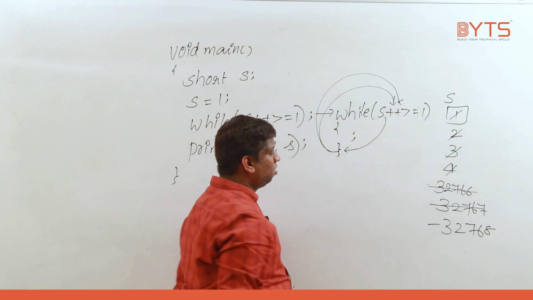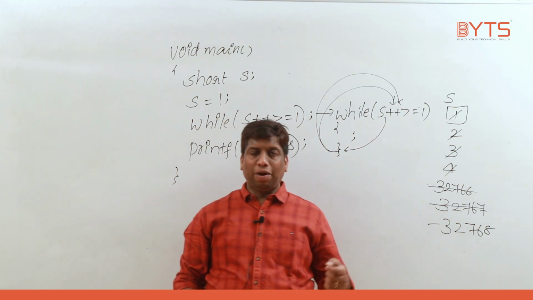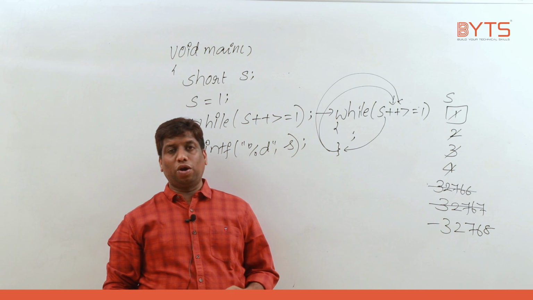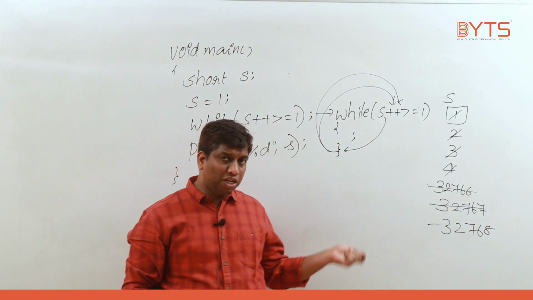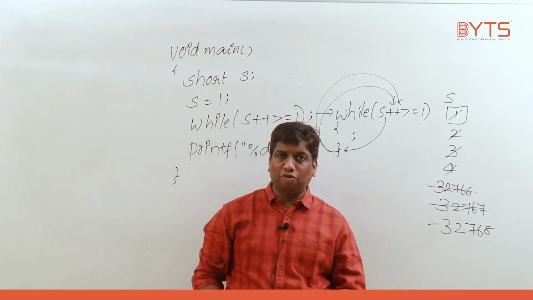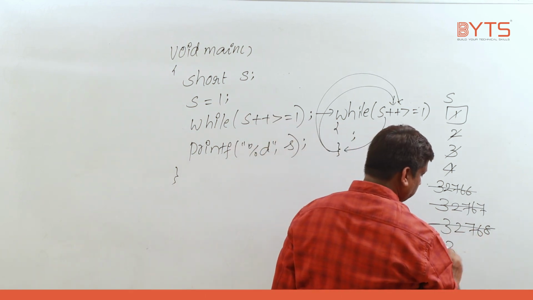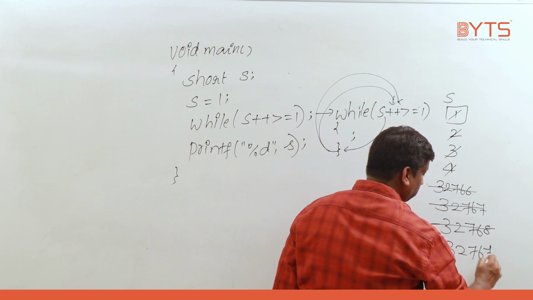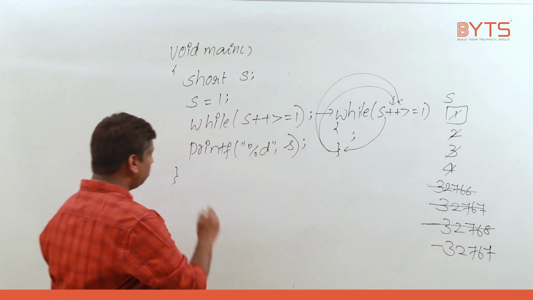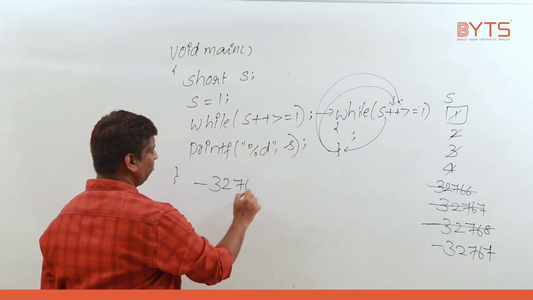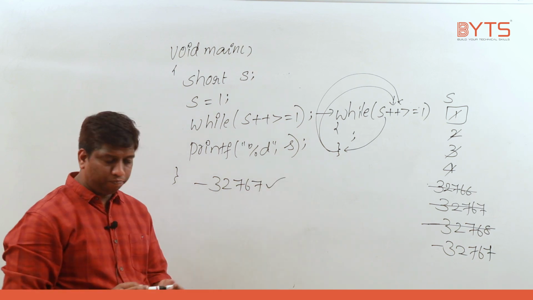Now what is the value of s? Minus 32768. Minus 32768 greater than or equal to 1, true or false? False. False means I should come out of the loop. But before coming out of the loop, every time I need to do the post increment. So what will be the answer? Minus 32767 is the answer.